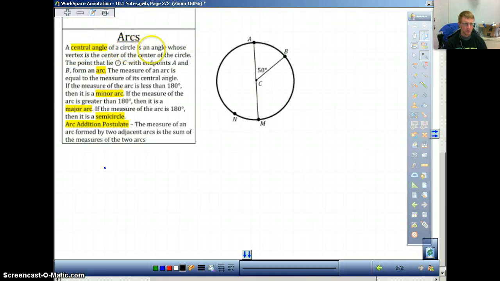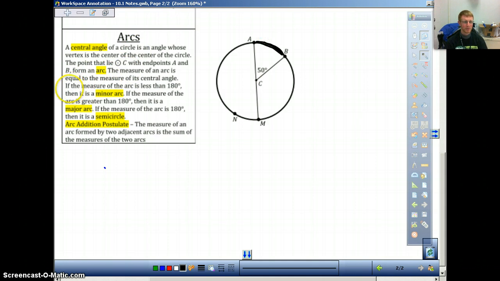A central angle of a circle is an angle whose vertex is the center of the circle. So basically what we have is, if C is the center, then this 50-degree angle that you see created here is a central angle. Also, this angle C right here is also a central angle. Okay? It says the points that lie on circle C with endpoints A to B. So from A and B, those form an arc. So these parts are called central angles, and this part right here is called an arc, those points in between A and B.